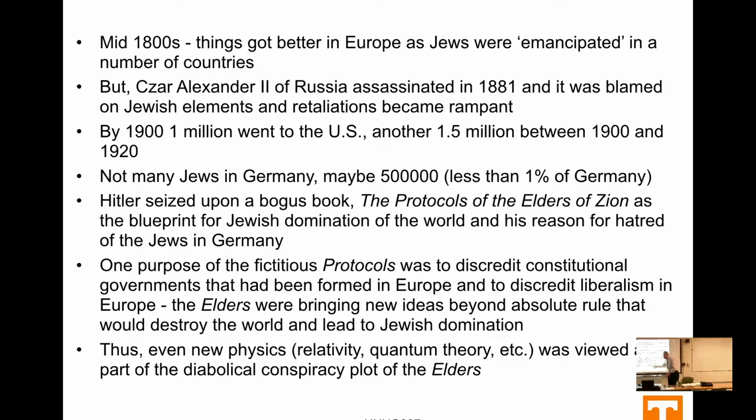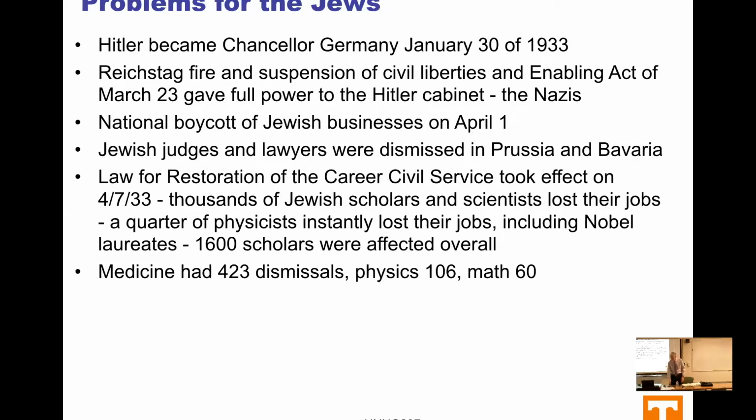And somehow even the new physics, I still find this hard to believe, I do not understand it, but this is some of the background, even the new physics was lumped into this Protocols of the Elders of Zion. This was one way the Jews would take over the world, by inventing a new physics. So that was discredited. That was part of the conspiracy plot by the Jews, apparently.